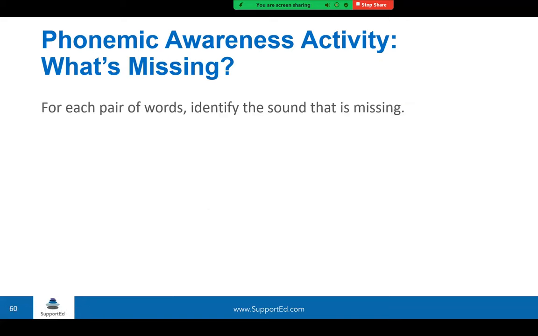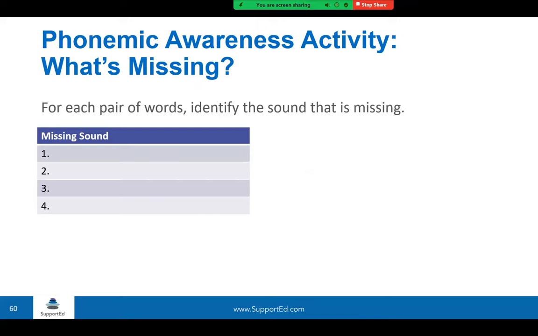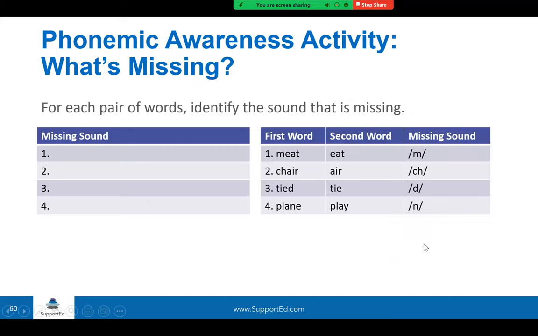Another activity is what's missing, where students are provided two words and they identify the sound that is missing. For example, they might be given meat and eat, and they'd have to identify that the sound is missing.